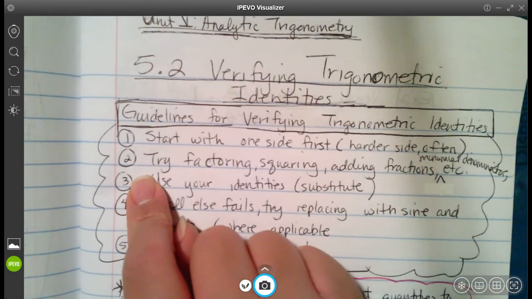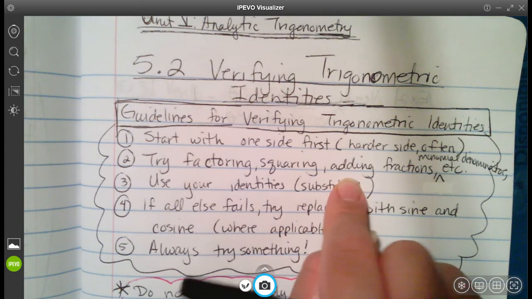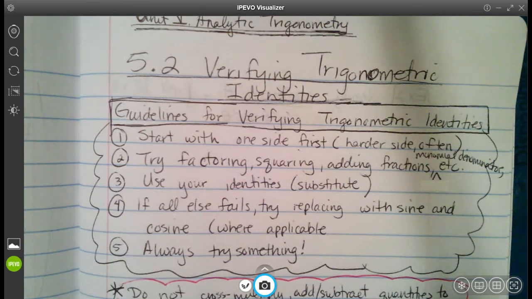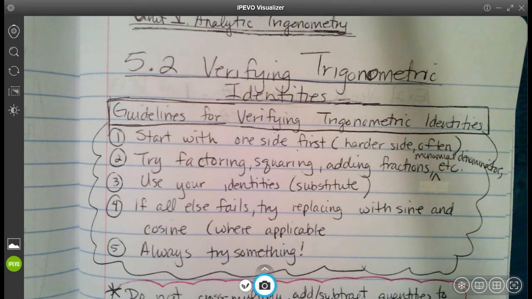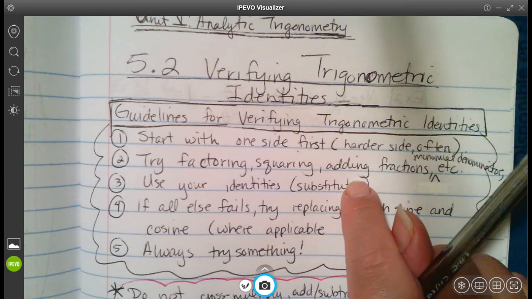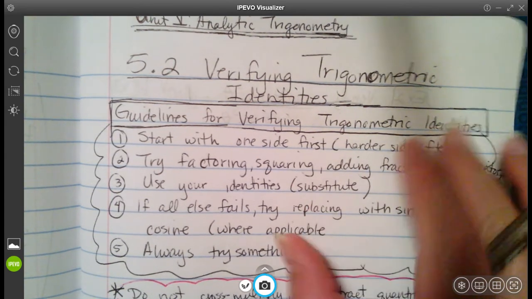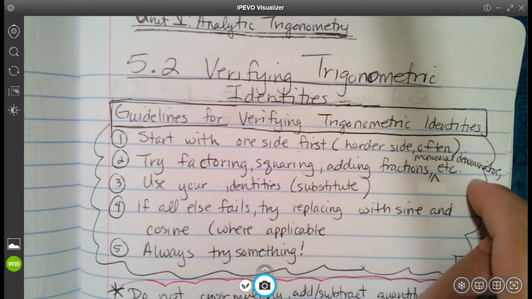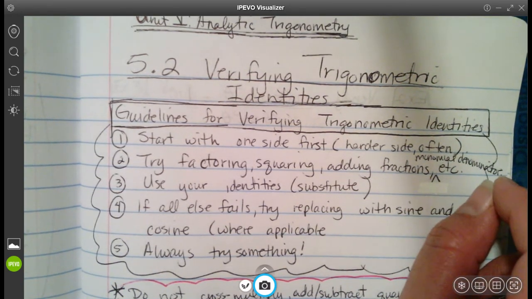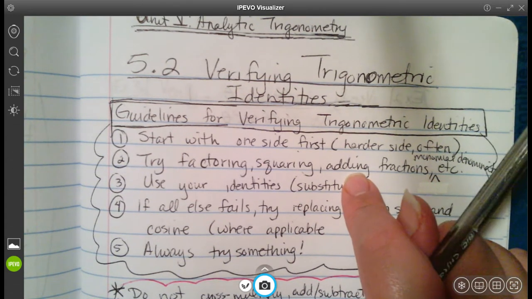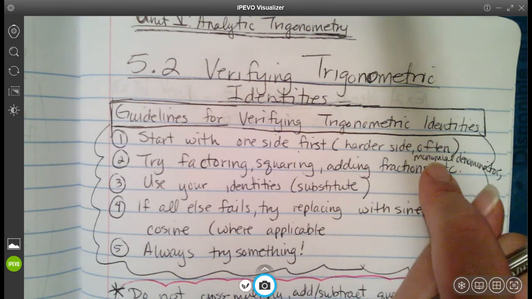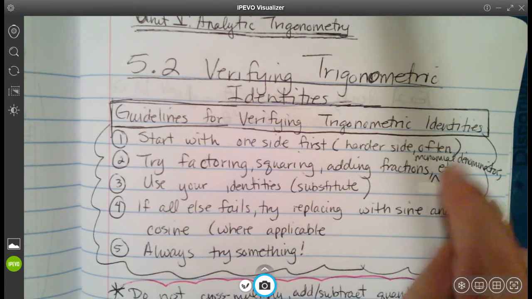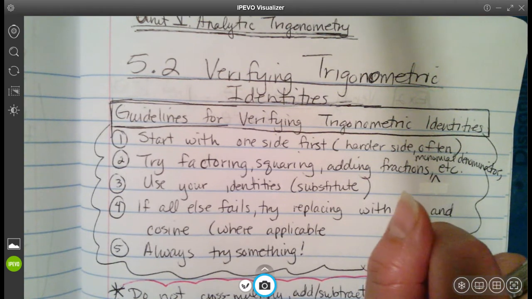Okay. Number two, try factoring, squaring, adding fractions, monomial denominators, etc. For the adding fractions part, what I mean is if you have two fractions, you can try adding those two together and see if that's going to help. Do not add extra things to it on the side because that could change the value. What we are allowed to do is multiply by a monomial denominator, which we'll see in the second to last or last example.